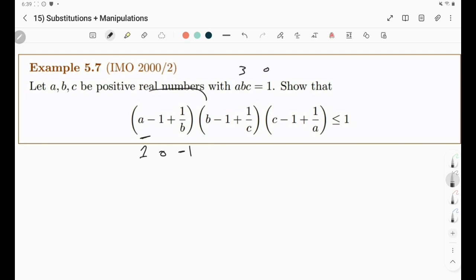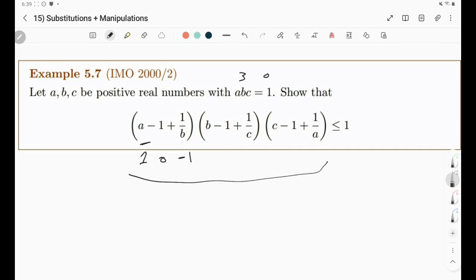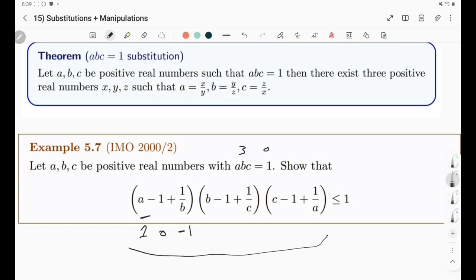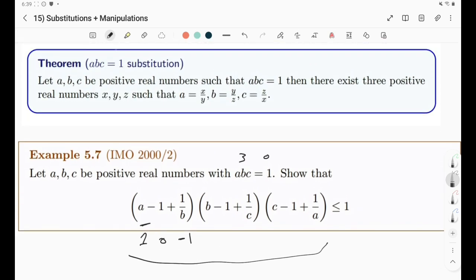So if you look at this, it's a little tricky. How exactly can you homogenize this? So what can we do here? Well, it turns out that there is a very beautiful substitution for this case, for this case in general.